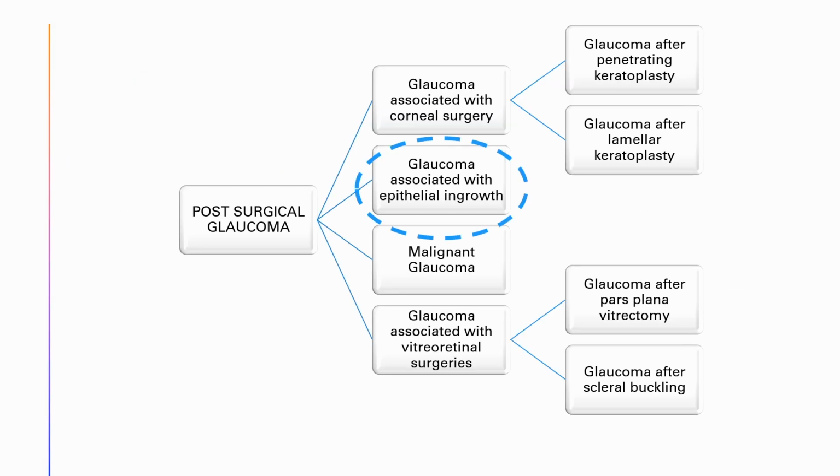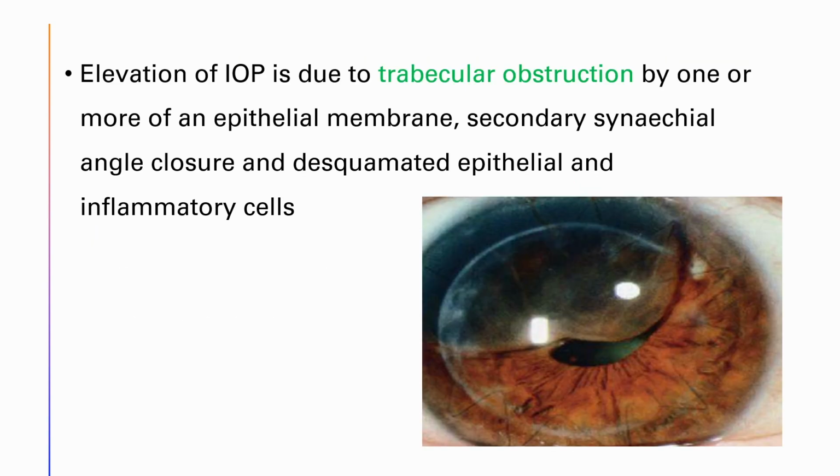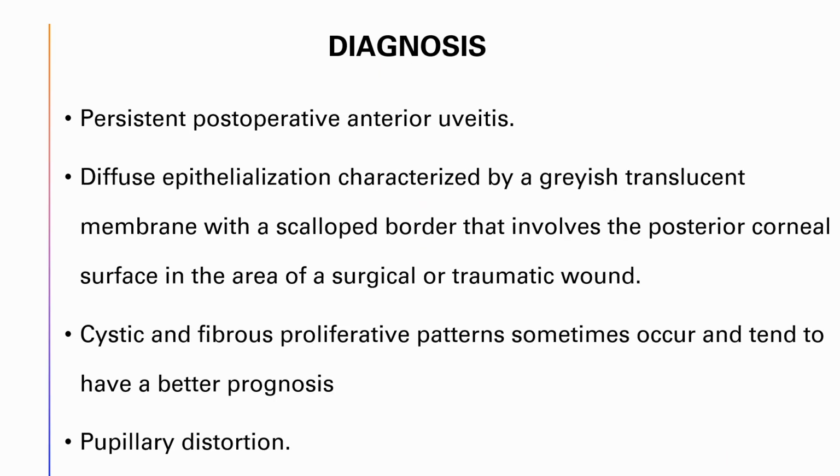Then coming to glaucoma associated with epithelial ingrowth. So epithelial ingrowth or downgrowth is rare, but it is a potentially blinding complication of anterior segment surgery or trauma. It usually occurs when conjunctival or corneal epithelium cells migrate through a wound and proliferate in the anterior segment. And the elevation of IOP is due to trabecular obstruction by one or more of the epithelial membrane, secondary to synechial angle closure and desquamated epithelial and inflammatory cells.